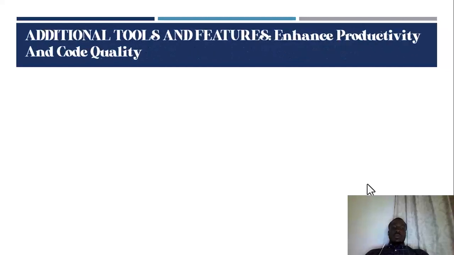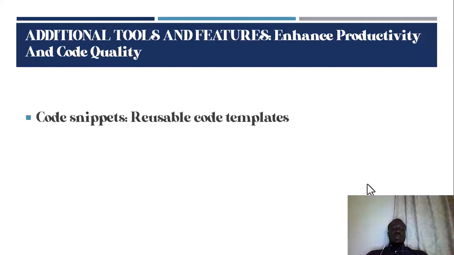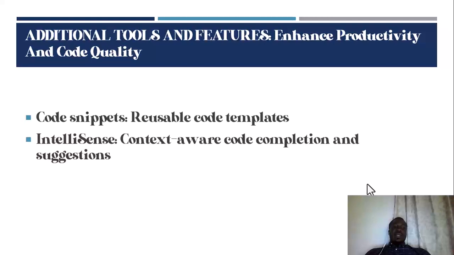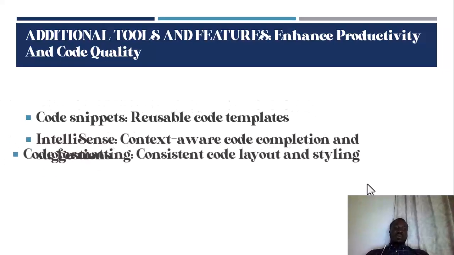Then we move on to additional tools and features. These are additional tools that can be included to help you enhance productivity and code quality. We have one, the code snippet, which is a reusable code template that will help you to write your code. Then we have IntelliSense, which is context-aware code completion and suggestion. That one comes like a suggestion that will pop up for you as you write your code.